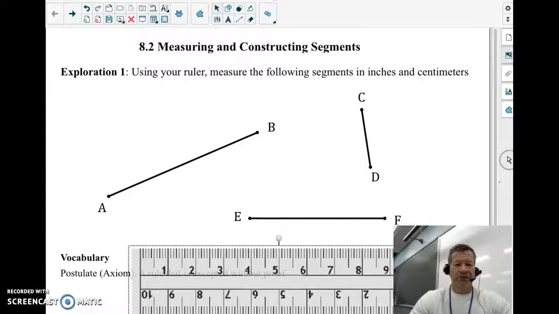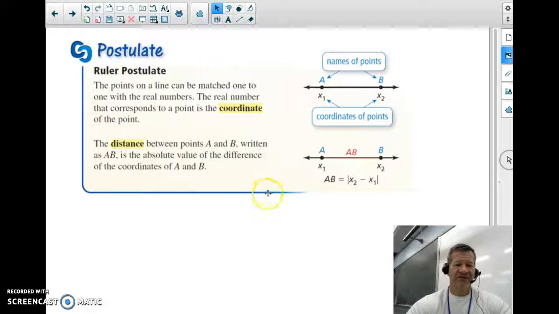Section 8.2, actually exploration in example 1. I'm going to go one page ahead here, and I want to read over something called the ruler postulate. Now, a postulate is something that we accept without proof. And this postulate says that the points on a line can be matched one-to-one with the real numbers. The real number that corresponds to a point is the coordinate of that point.